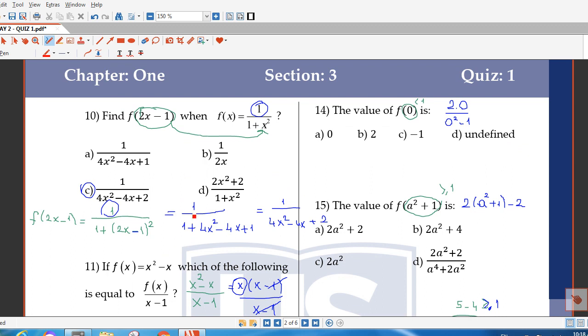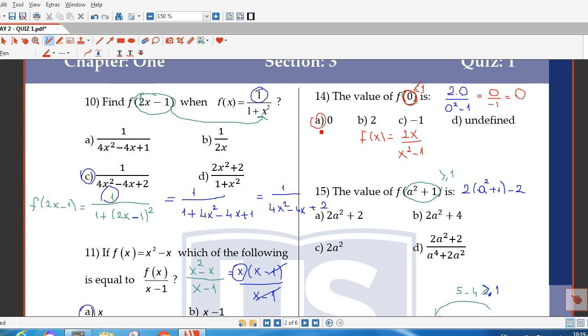Sometimes I cannot catch the mouse. 0 is a number which is less than 1. So f of x, for the case of less than 1, is 2x over x to the power of 2 minus 1. We should replace each x with 0. 2 times 0 over 0 squared minus 1, which is 0 over negative 1, equal to 0. Answer is A. Question 15, same question.